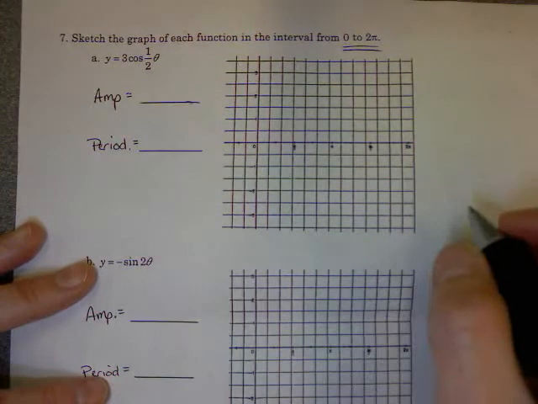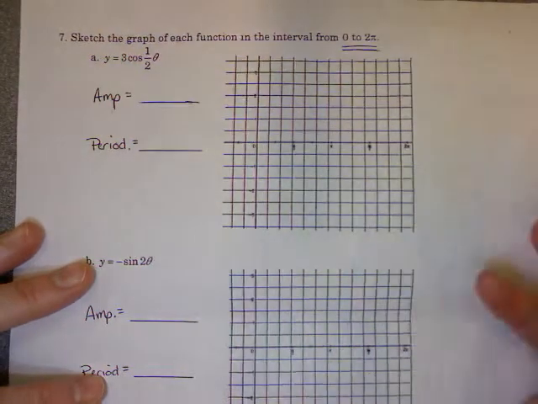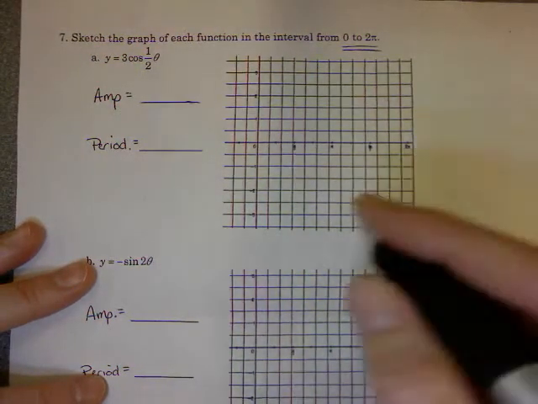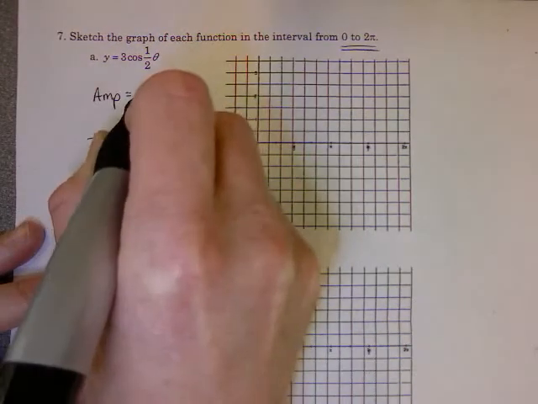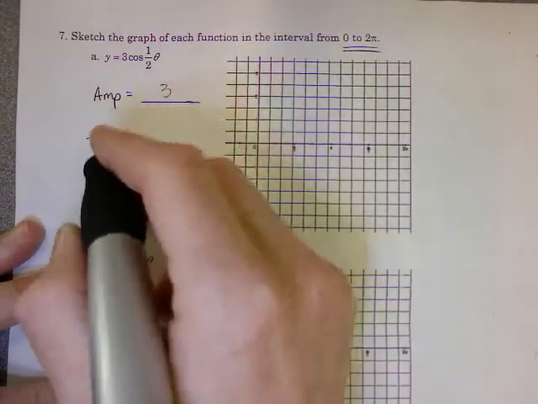So we're going to have to sketch the graph of the function between 0 and 2 pi. Here's 0, here's 2 pi. So we're going to start by finding the amplitude. The amplitude is 3. It's the number in front of the cosine function. It's the absolute value of a.